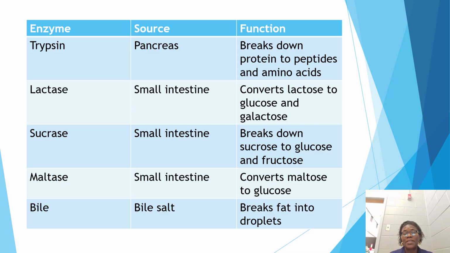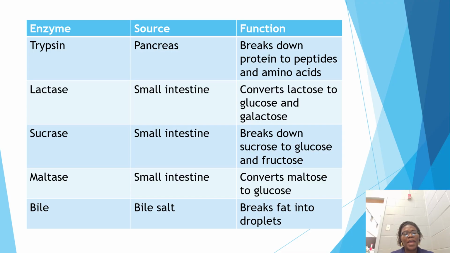Lactose is the sugar that is found in dairy products, like yogurt and other foods. So it is lactase that helps to convert the lactose to glucose and galactose. Then you have sucrase. Sucrase is also secreted in the small intestine, and it helps in the breaking down of sucrose to glucose and fructose.